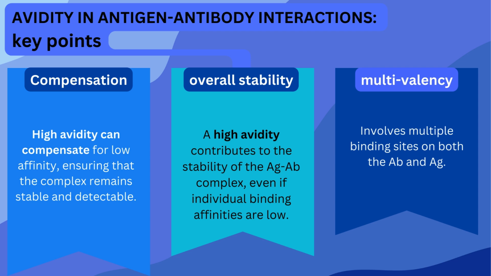So, avidity compensation. A high avidity can really compensate for low affinity to achieve a stable antigen antibody interaction. And the overall stability is increased in the presence of high avidity. Largely, there is good avidity if the reaction involves multiple binding sites on not only the antibody but also the antigen.